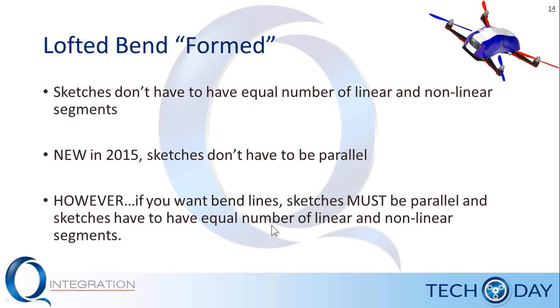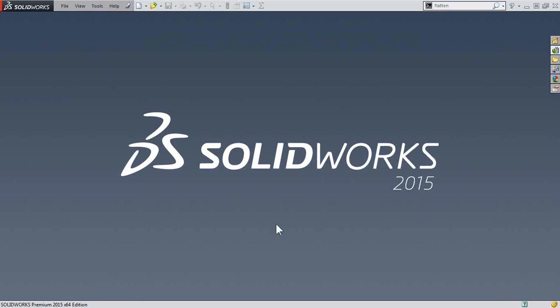But let's take a look at that other option here for formed. In the formed condition, sketches don't have to have the equal number of linear and nonlinear segments, and they don't have to be parallel. But again, if you do want bend lines, they must be parallel, and you do need to have an equal number of linear and nonlinear segments. So let me show you a case where I don't have an equal number.